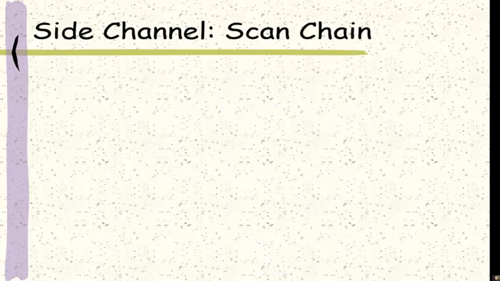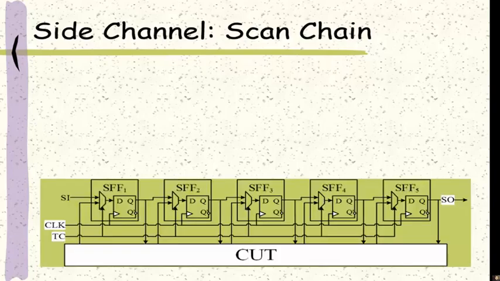Finally, we talk about the scan chain side channel. This is another perfect example to show how design features that are introduced with good intention can make the system vulnerable. This figure shows a core under test and the scan chain built to facilitate the testing. The original 5 D flip-flops have been modified and connected by this chain through the Q port of the flip-flop to the input of the next flip-flop.